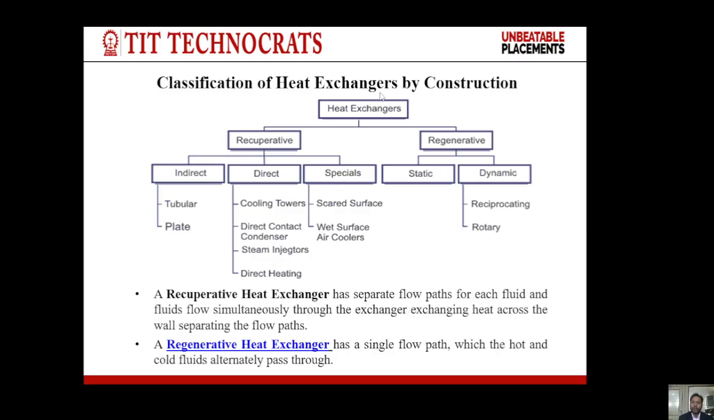Now the next point of classification of heat exchangers is by construction. Here heat exchangers may be categorized as recuperative and regenerative. In a recuperative heat exchanger, there is a separate flow path for each fluid, and the fluids flow simultaneously through the exchanger, exchanging heat across the wall separating the flow paths. Another is the regenerative heat exchanger, which has a single flow path through which the hot and cold fluids alternately pass.